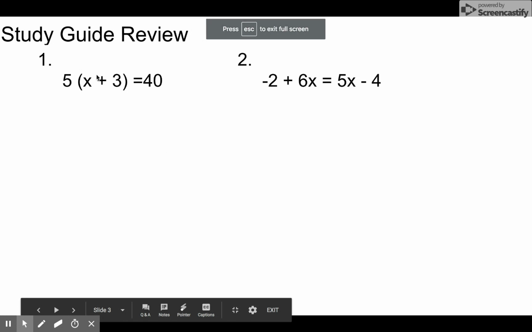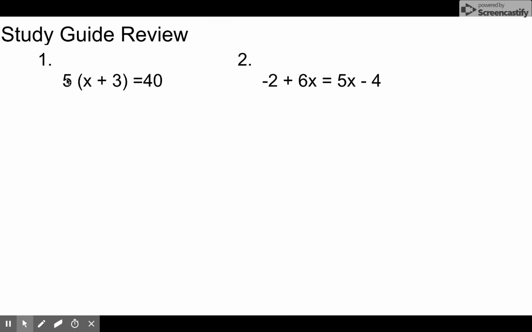So if we take a look at this first problem, it's 5(x + 3) = 40. Before we can start solving, we have to simplify this left side here. The reason we know we have to do that is because we have parentheses. Before you can start subtracting, multiplying, dividing, you have to get rid of the parentheses by distributing.